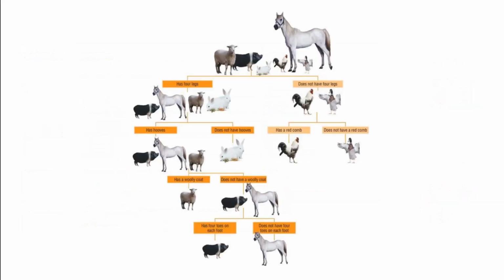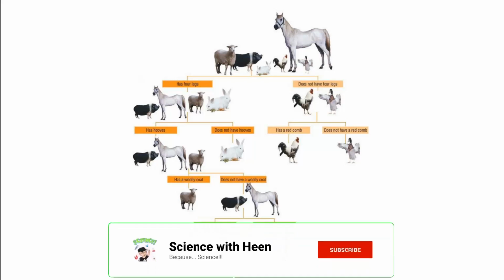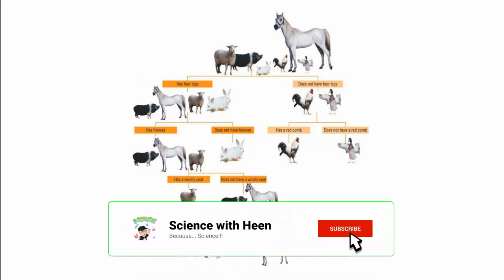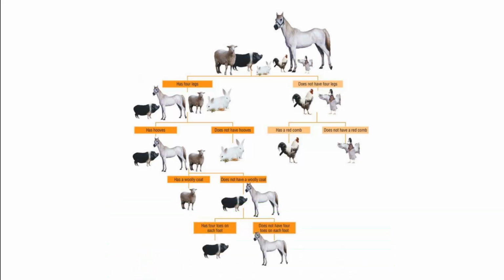Now, dichotomous keys can also take on the form of a branching tree, as in this example of a dichotomous key to distinguish between certain farm animals. This is actually my preferred key. I like the branching version. Here we don't get the go to the next question and then go to question 4, etc. We just follow down through the branches.